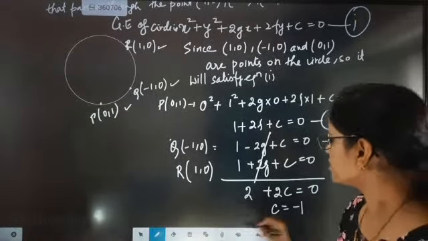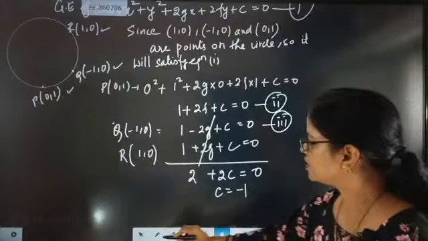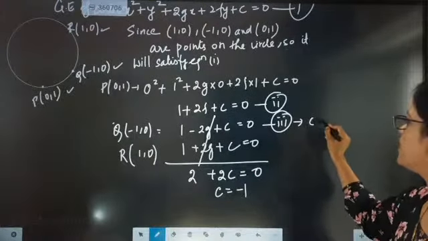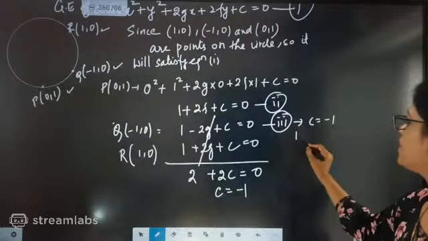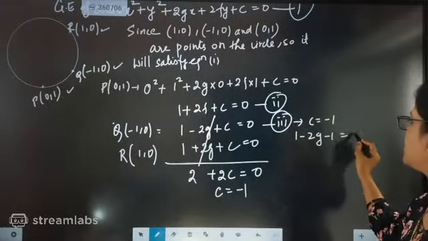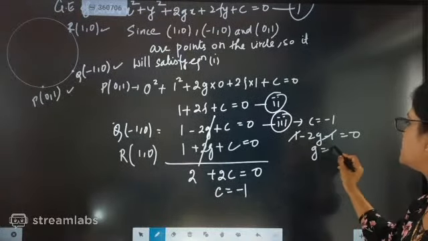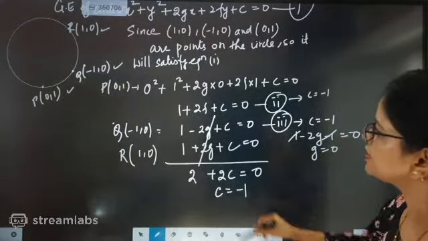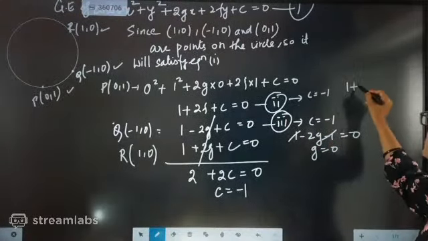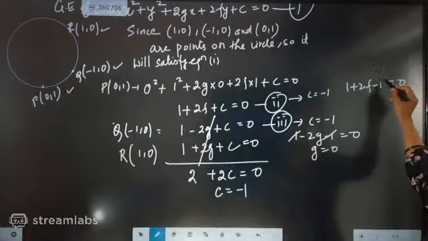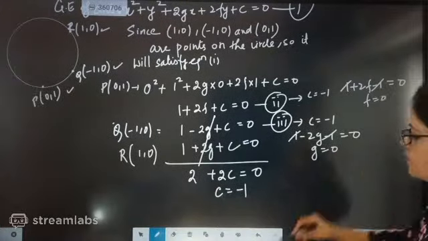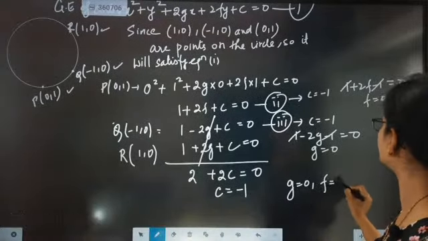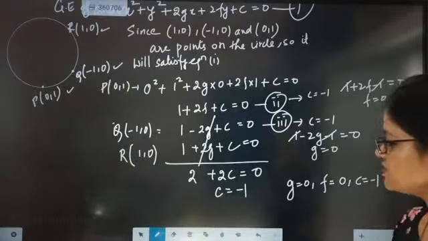So the moment c is coming as minus 1, jackpot. So now c is coming as minus 1. Substituting c equal to minus 1 here, it will come 1 minus 2g minus 1 equal to 0. Okay, so g is coming as 0. Now substituting c equal to minus 1 here, it is coming as 1 plus 2f minus 1 equal to 0. So f is coming as 0. So now you have g value as 0, f value as 0 and c value as minus 1.